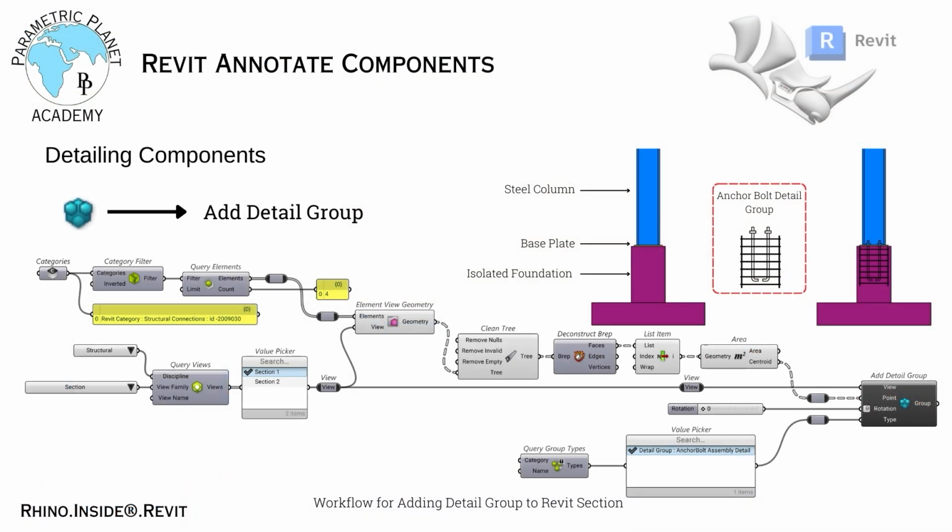In today's lesson, we have explored how the add detail group component makes the placement of anchor bolt assemblies in Revit easier. By automating this process, we can save time and ensure consistency across all project views.